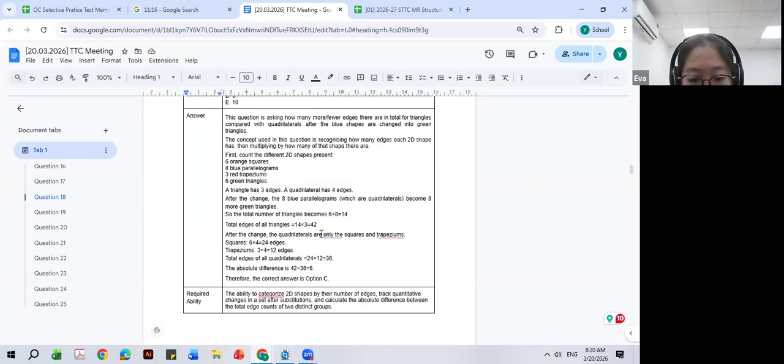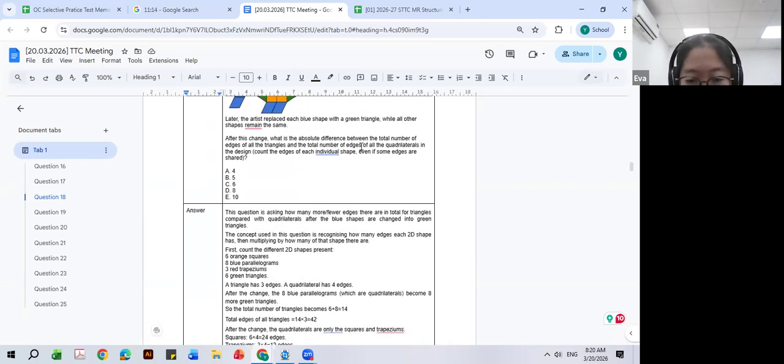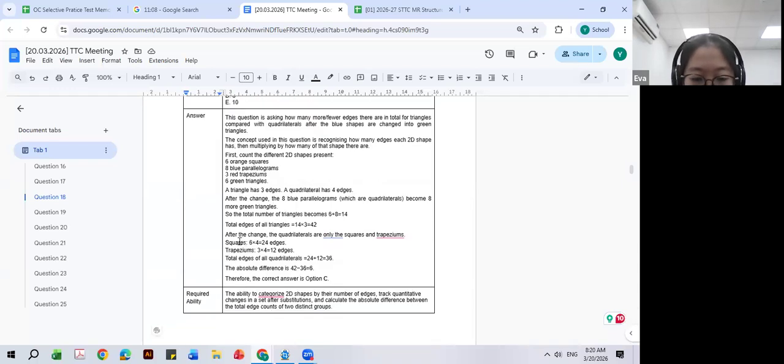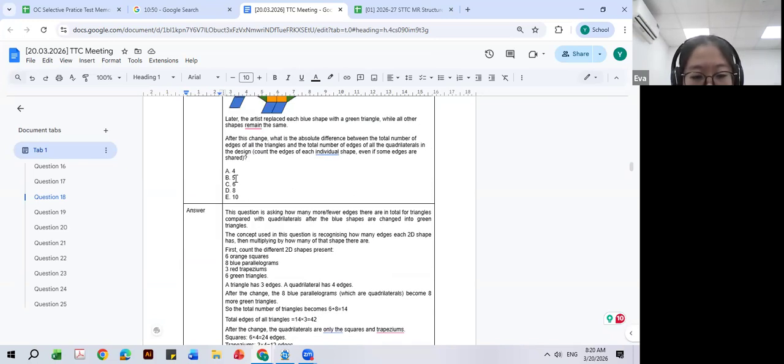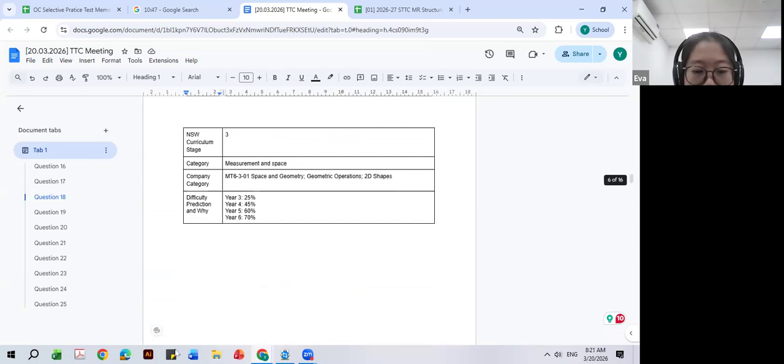After the change, we will find the total number of edges of quadrilaterals. We have square and trapezium. They have 4 edges, so we multiply 6 squares and 3 trapeziums by 4 edges, and we find the total of edges is 36. And we find the difference by taking 42 minus 36 equals 6. The correct answer is option C. Common category is MT6 301 space and geometric operation, 2D shape.